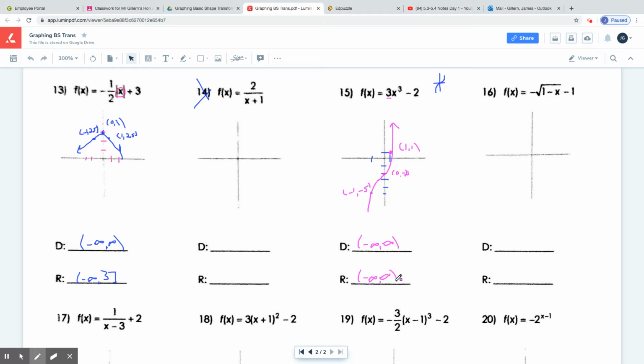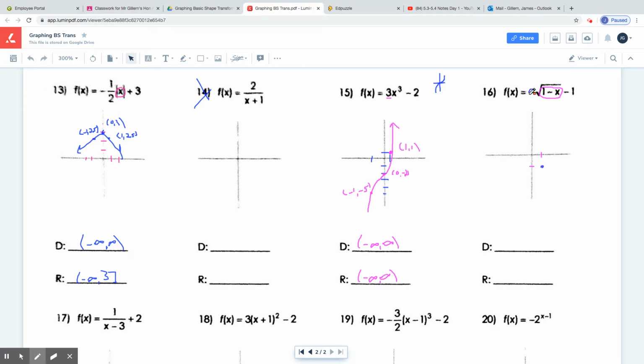All right. 16 is a radical. We have to find the starting point. All right. So normally 0, 0. I'm shifting 1 to the right and down 1. So it's going to be at 1, -1.